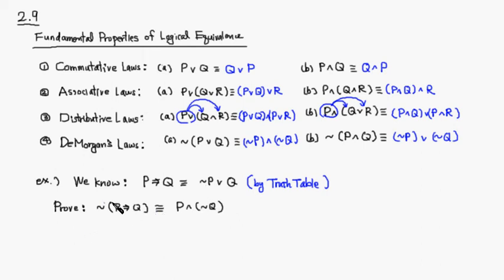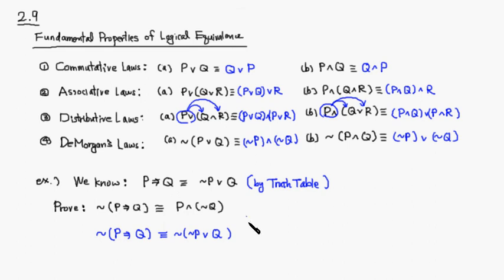So let's start with the left-hand side, which is not (P implies Q). This is kind of hard to deal with. We don't know exactly how not applies to an implication, but we know that the implication can be written as, I'm going to leave the not part alone for now, P implies Q is logically equivalent to not P or Q. So we have not (not P or Q) from the previously proven result.